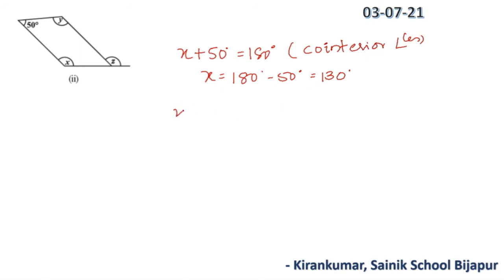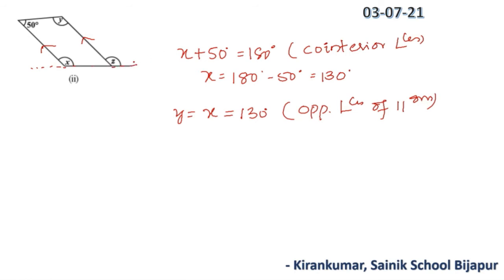Then I can make use of y is equal to x. This will be equal to 130 degrees. The reason is the opposite angles of parallelogram. Now I want you to observe carefully. These two are the opposite sides. They are parallel, and if I extend this line, it acts as a transversal.